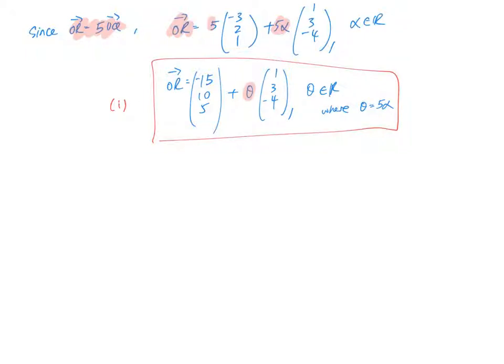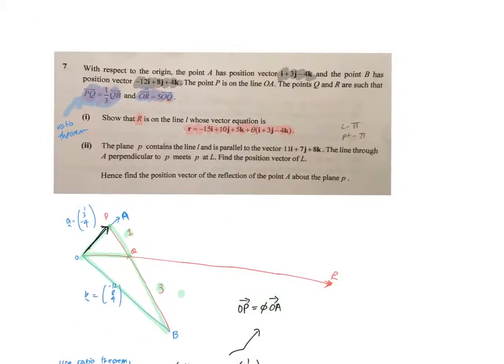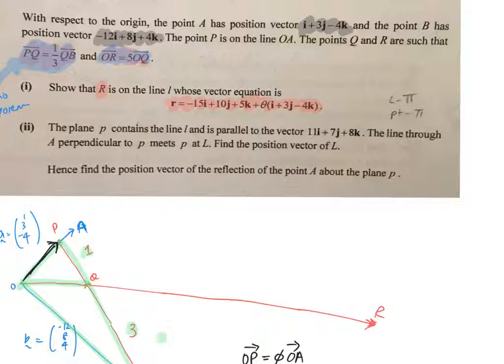So for part 2, the plane contains the line and is parallel to the vector 11, 7, 8. Plane P contains this line and is parallel to this vector. The line through A perpendicular to P also meets P at L. So we need to find the position vector of L.